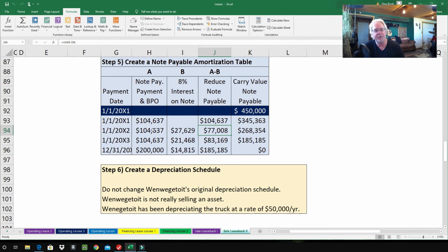So we're going to reduce the note payable. Here's what we do. We go 104,637 minus away the interest, 27,629, and you end up with 77,008. And the carrying value of the note payable is reduced down to 268,354. How'd that happen? 345,363 minus 77,008 is 268,354.